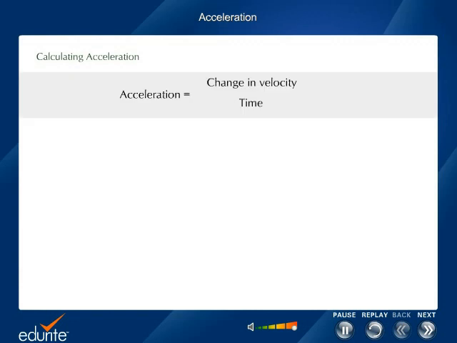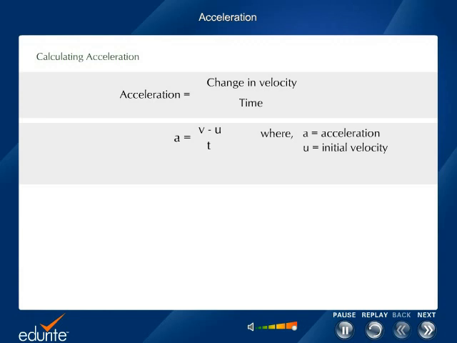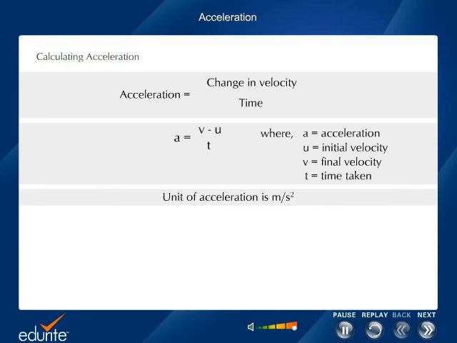Acceleration is equal to change in velocity by time. a = (v - u)/t, where a is the acceleration, u the initial velocity, v is the final velocity, and t the time taken. The unit of acceleration is meter per second squared.